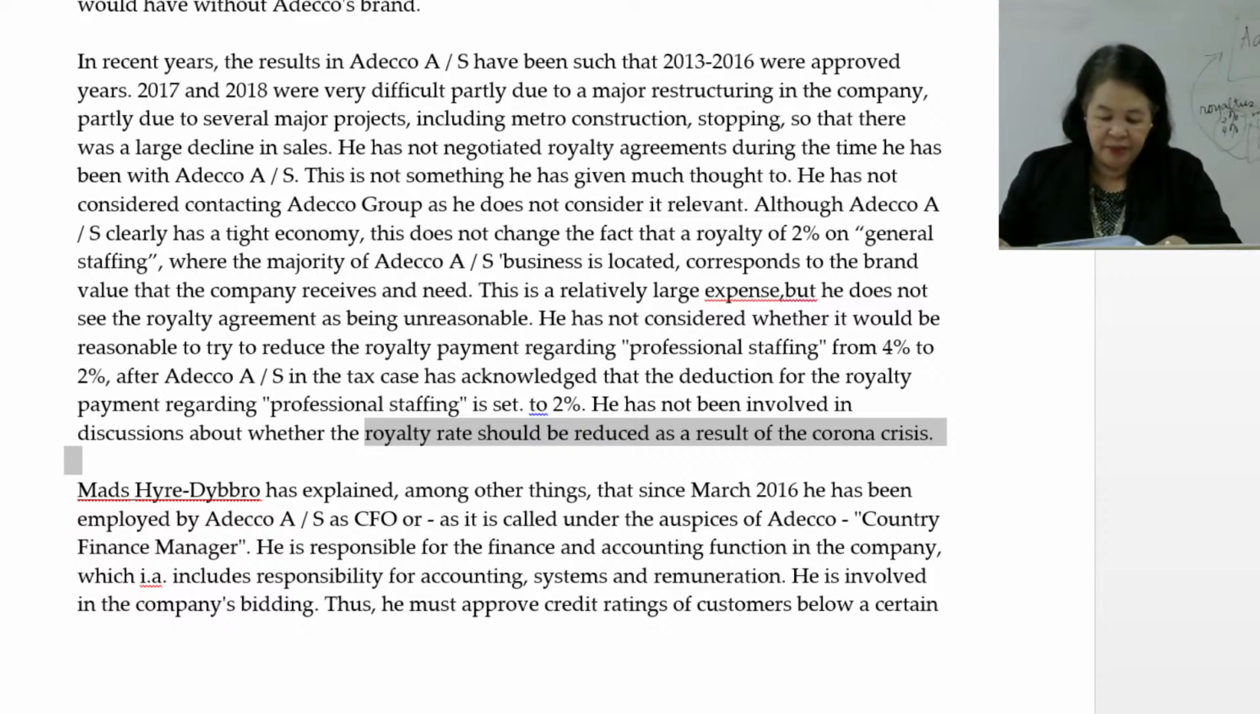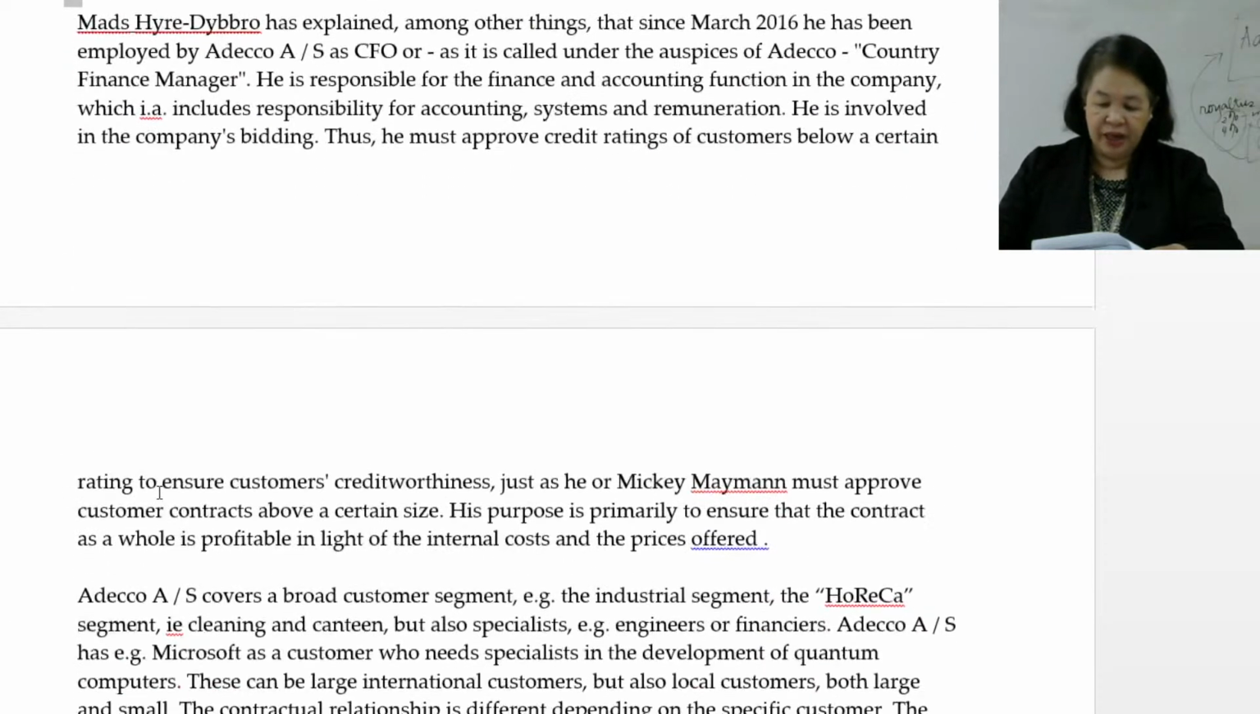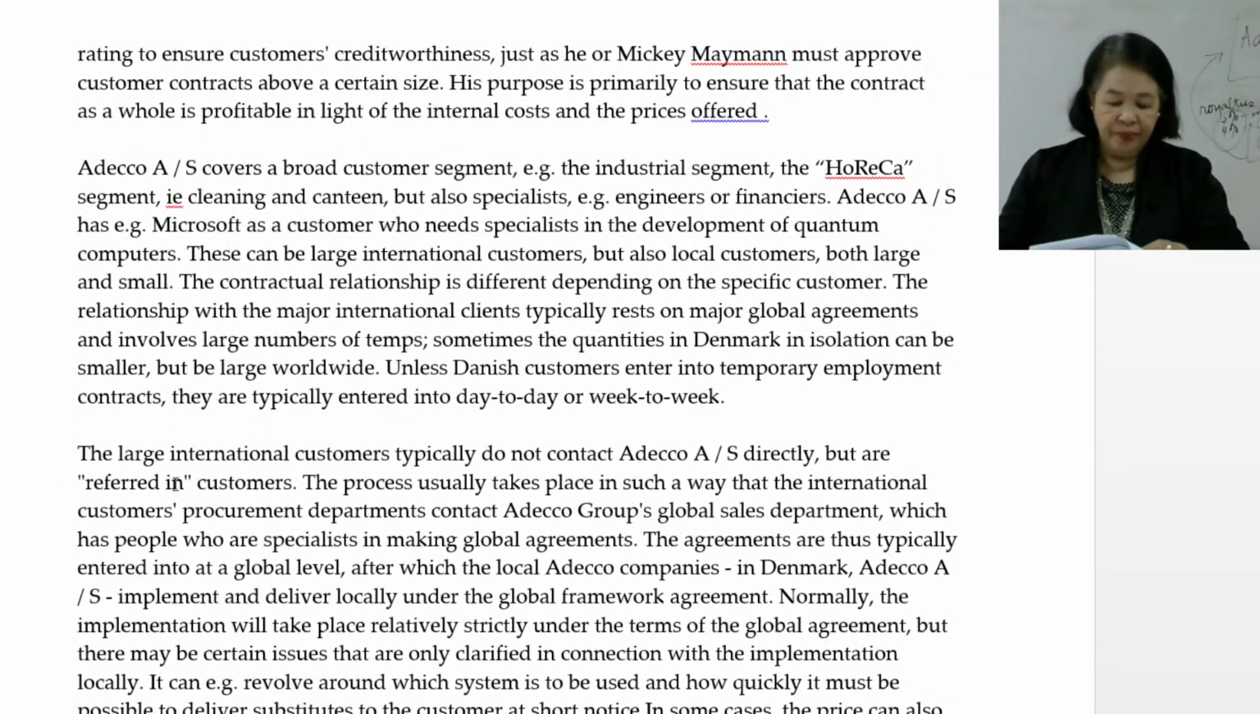He is involved in the company's bidding, no? Thus, he must approve credit ratings of customers below a certain rating to ensure the customer's creditworthiness, just as he or Mickey Mayman must approve customer contracts above a certain size. Its purpose is primarily to ensure that the contract as a whole is profitable in light of the internal cost and the prices offered. No? So, don't enter contracts that will just lose money.